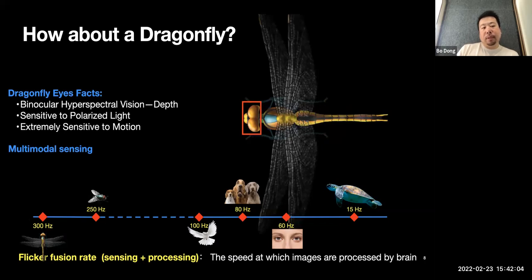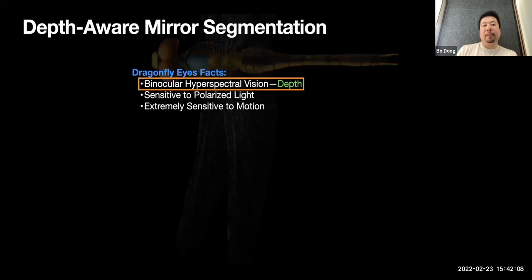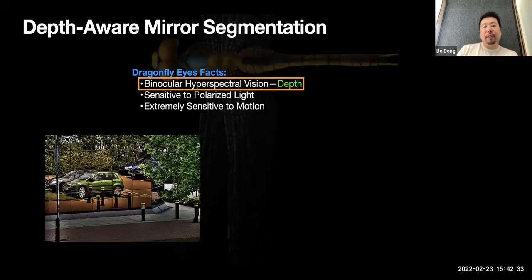Today's talk is actually closely related to these 3 dragonfly eye facts, especially on the sensing side. The first project I want to introduce is called depth-aware mirror segmentation, which closely relates to the depth cue. Well, not inspired by it, right? Depth information has been leveraged by different sensing technologies for decades. But for this talk, we just correlate it to this dragonfly fact, the depth.